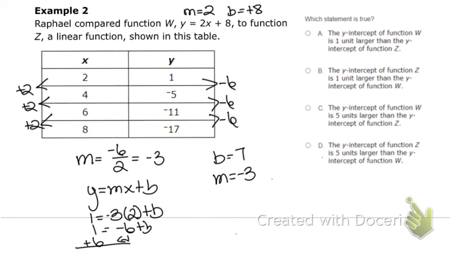It says the y-intercept of the function z is 1 unit larger than the y-intercept for function w. That is not true. All they did was flip it around. W is larger than z, so B is not it. Answer choice C says the y-intercept of the function w is 5 units larger than the y-intercept of function z. That's not true. We already know it's only 1. Okay, and answer choice D says 5 units as well, so that's not true either.